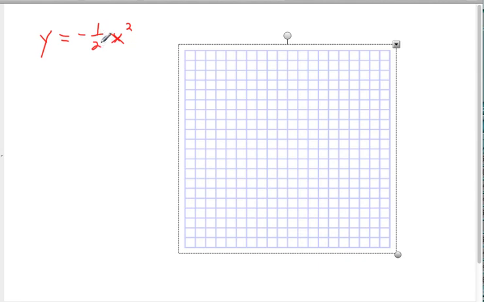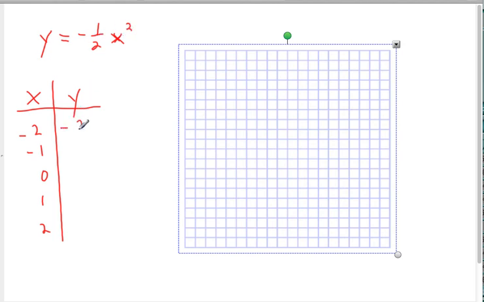So here we have -1/2 x squared. It's done the same way. Don't be scared off by the fractions. We all know how to deal with fractions. Again, I'm going to just pick the same values for x, which we'll update in the next video. So if x is -2, we have 4 times -1/2, which is -2. And then if x is -1, we get 1 times -1/2, 0 times -1/2, and then 1 times -1/2, and 4 times -1/2.